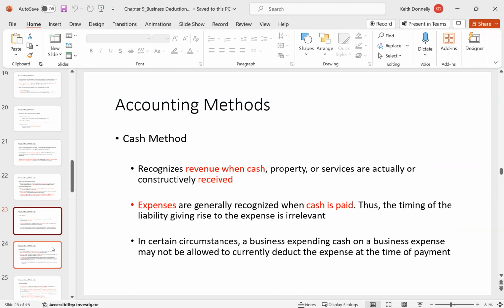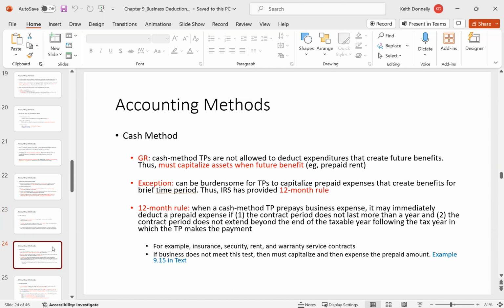Okay, so let's talk a little bit about the cash basis for tax. As we said, the general rule is you recognize revenue whenever you receive the cash or property or services, actually or constructively. And expenses, you're generally going to recognize them when you pay the cash. Now, there are some things here to be aware of. In certain circumstances, a business expending cash on a business expense may not be allowed to currently deduct at the time of payment.